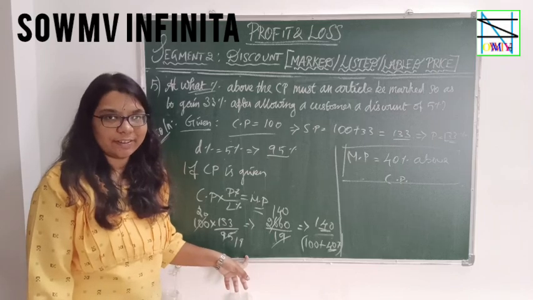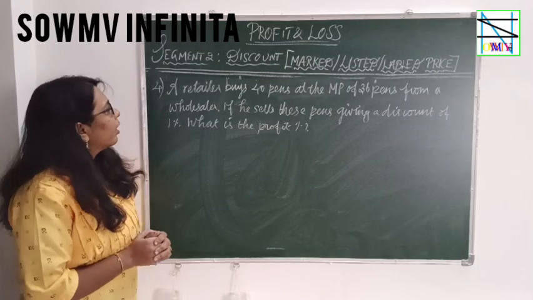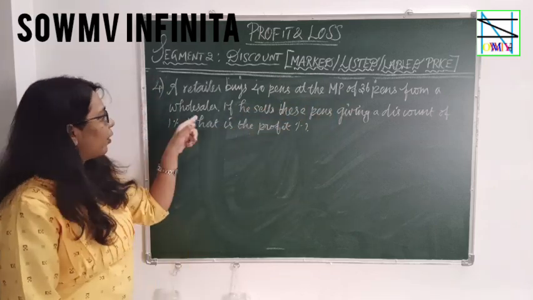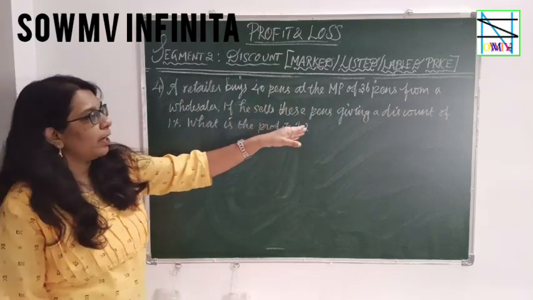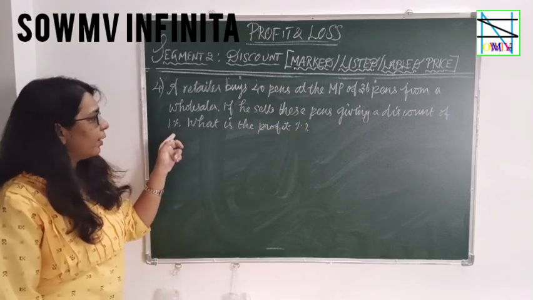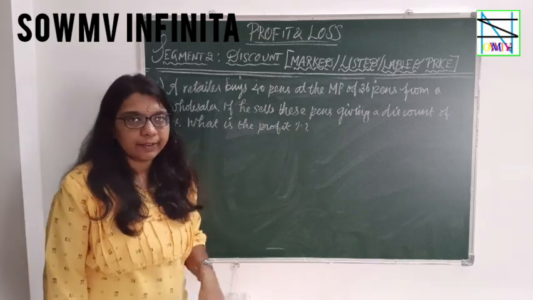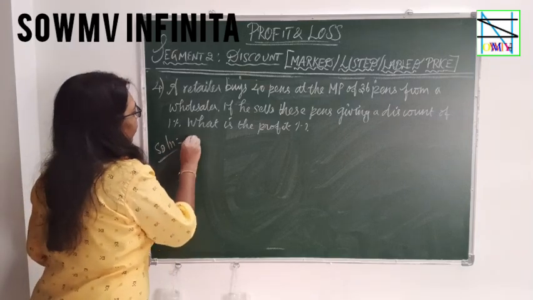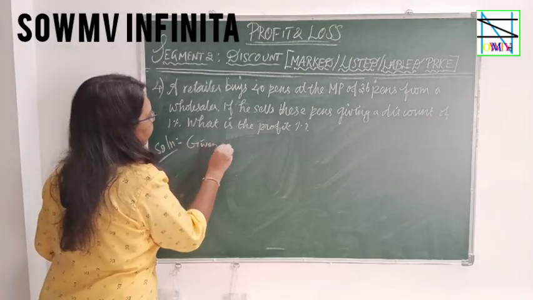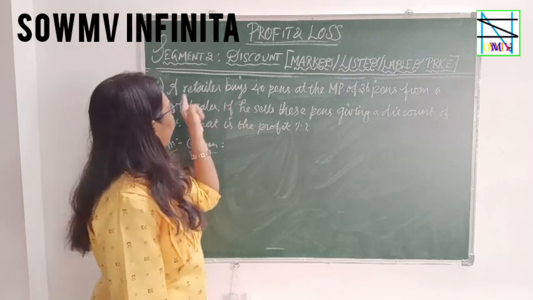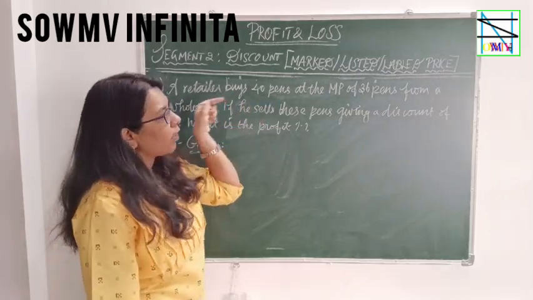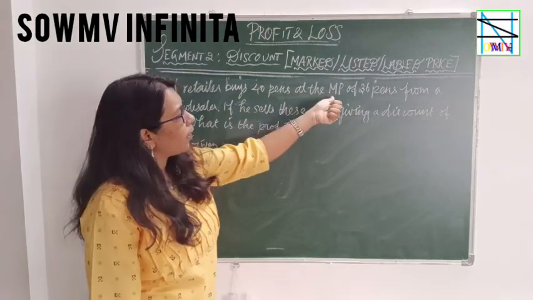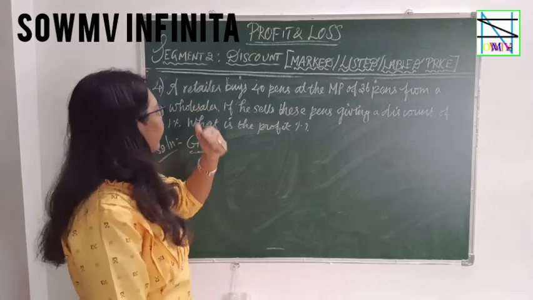The last one is the fourth problem. A retailer buys 40 pens at the marked price of 36 pens from a wholesaler. If he sells these pens giving a discount of 1%, what is the profit percent? So, solution. Given is, a retailer buys 40 pens, that means the cost price. So the cost price of 40 pens is the market price of 36 pens from a wholesaler.